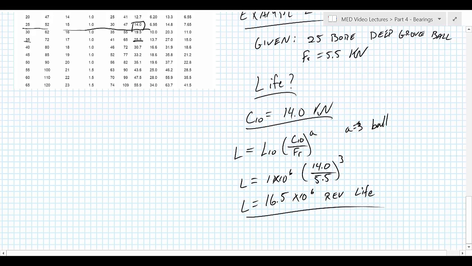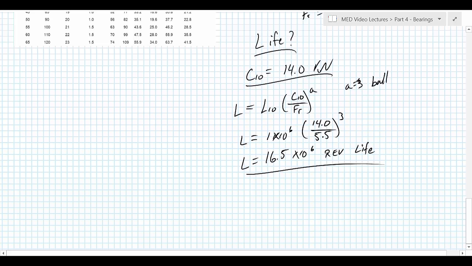Now, how long is that in hours? Well, that of course depends on speed. And it can be difficult to interpret speed in revolutions per minute or hours without considering just exactly how many minutes there are in a day and how many hours there are in a work week and so forth.